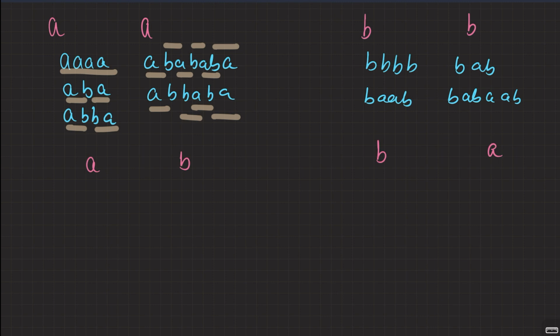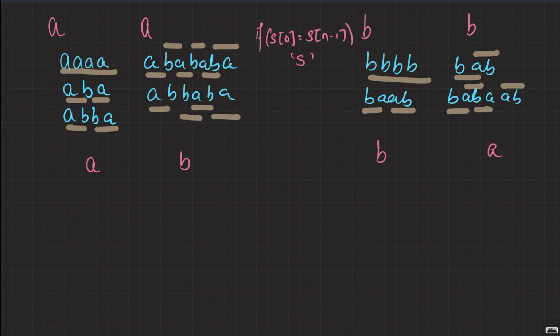Let's see what happens with this. Here also the same story: 1 BA, 1 AB. So it seems as if when it starts and ends with the same character, the number of ABs and BAs are the same. So in this case, s[0] is equal to s[n-1], and it seems we can simply return s only, because the number of AB and BA are the same.